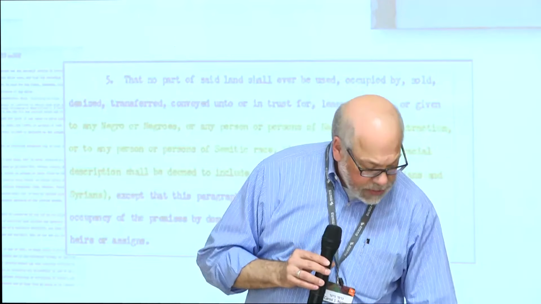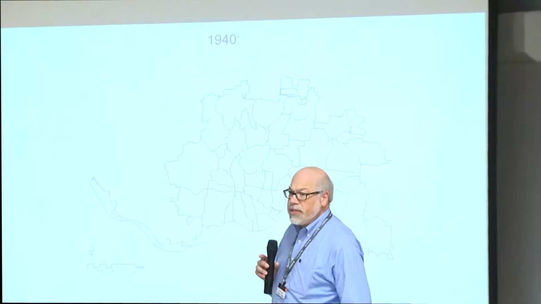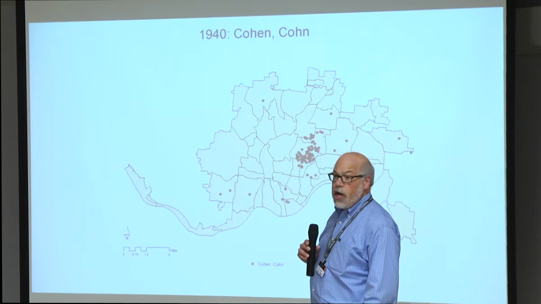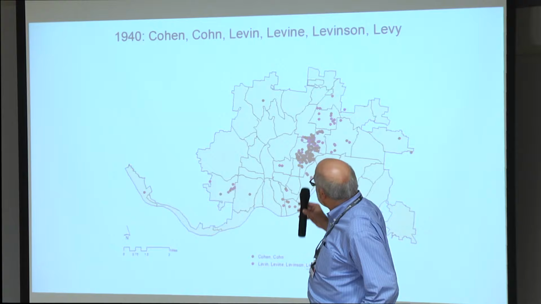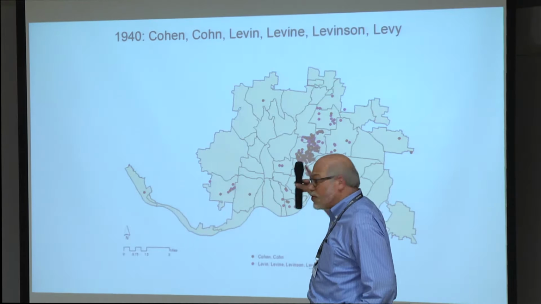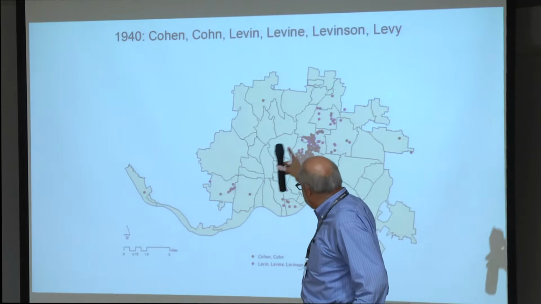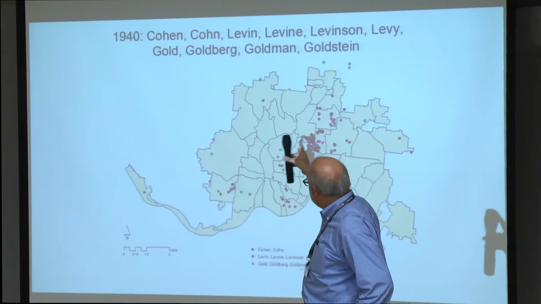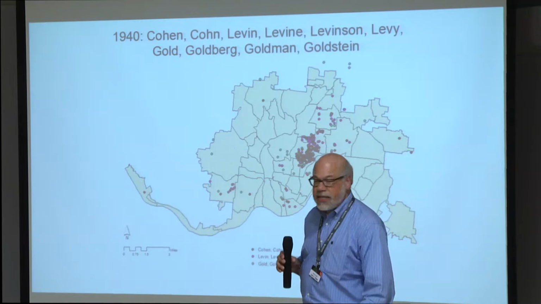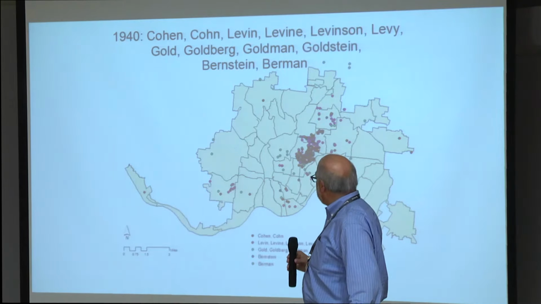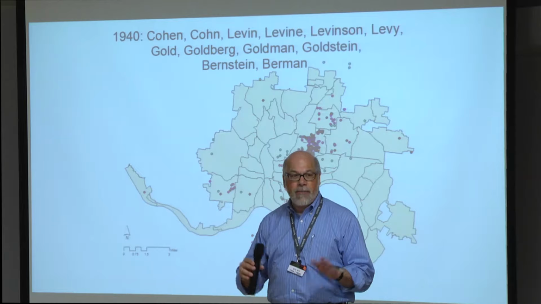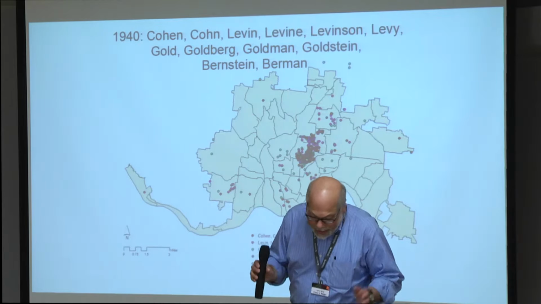So, I'm going to go quickly through the sources here. This just shows you how Cohens don't really tell us that much. If we look in 1940, here are Cohens and Cones. If we add Levines, Levinsons, and Levys, we get a better cluster. We also get more outliers. With the Cohens, we had very few further out. If we add the additional names, it thickens a little bit, it densifies. And if we finally add Bernstein and Berman, we get a much better picture. The point here is Cohens by themselves don't do the job. No offense to Cohens.